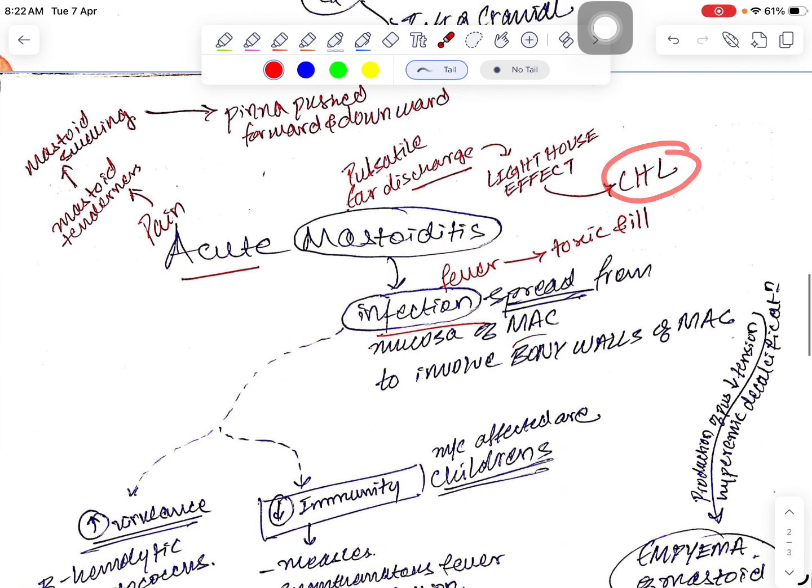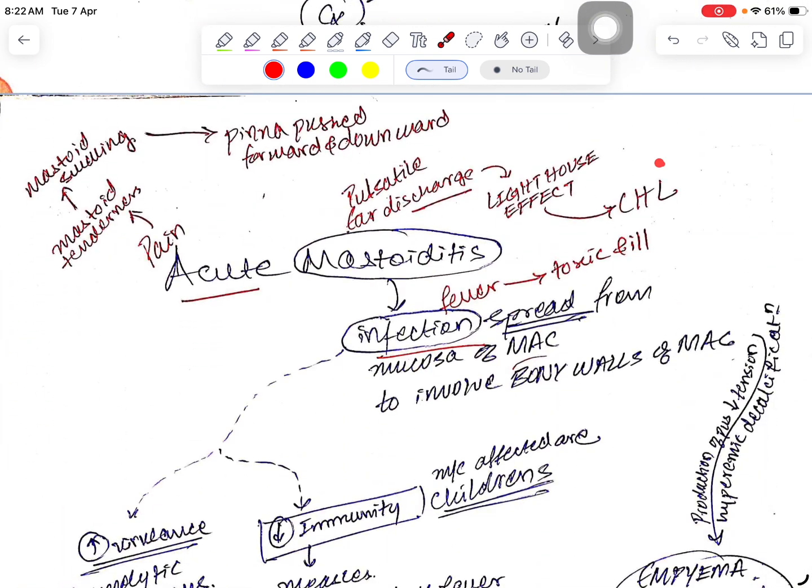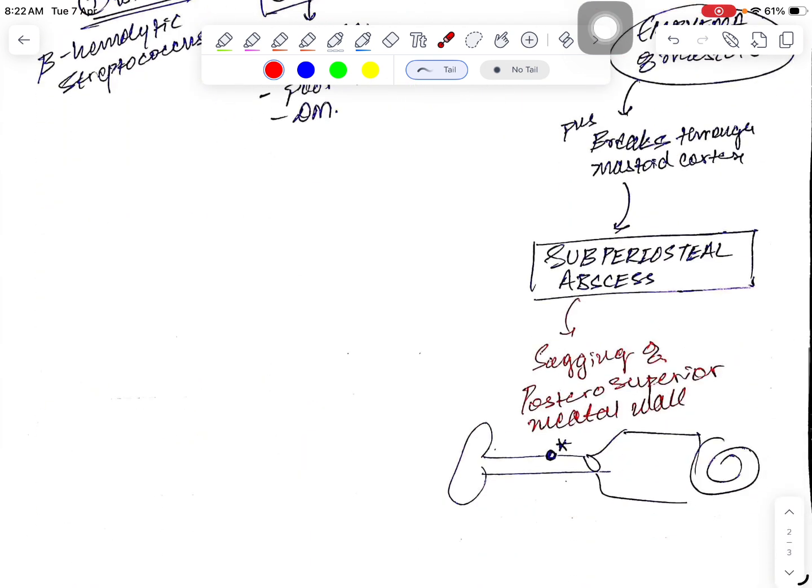So remember that whatever I have written with the red ink pen, those are all the clinical features. And the symptoms are just pain, pulsatile ear discharge, and fever. These are the three, and toxic and ill. These are the symptoms. Rest all are signs. Okay. Now we have reached conductive hearing loss. Since there is infection, there will be fever and the patient will be toxic and ill. Since there is an eroding abscess, sagging of the posterior superior meatal wall is there.